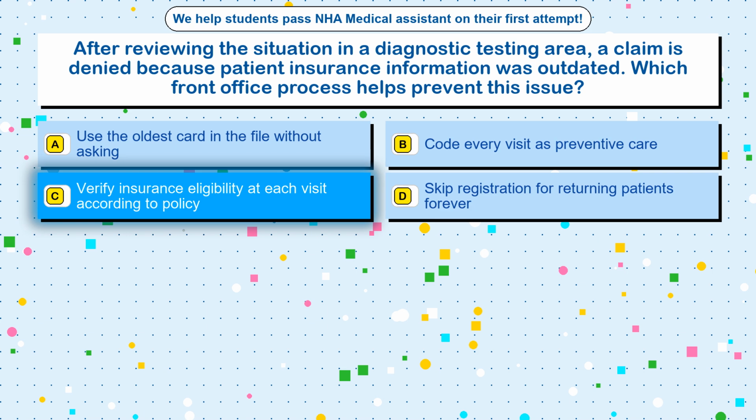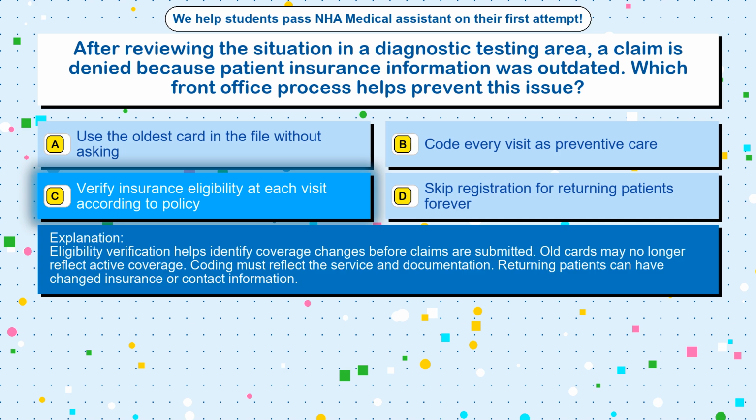The correct answer is option C. Verify insurance eligibility at each visit according to policy. Eligibility verification helps identify coverage changes before claims are submitted. Old cards may no longer reflect active coverage. Coding must reflect the service and documentation. Returning patients can have changed insurance or contact information.